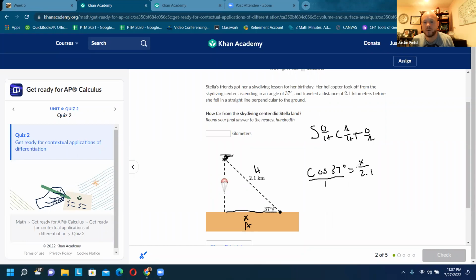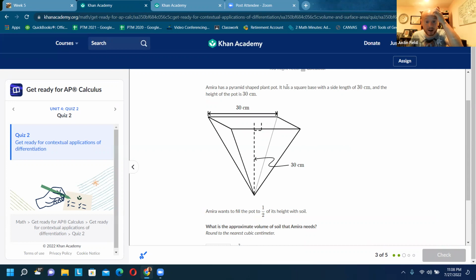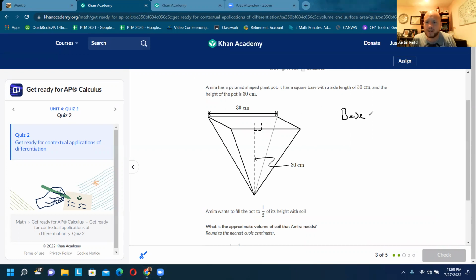I always like to put that over 1 and then just boom, boom, cross multiply. So X is equal to 2.1 times the cosine of 37. But we want to round our answer to the nearest hundredth. So that's fine. 1.68. Let's see if I got it. I got it. Okay. So when we have cones and pyramids, what is the difference? It is still for the volume base area times the height.